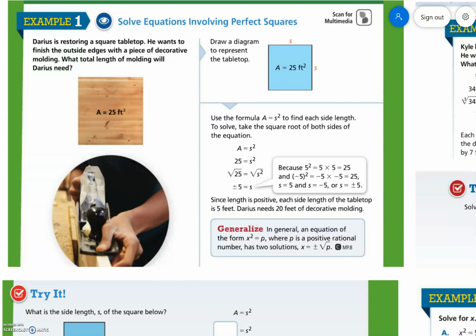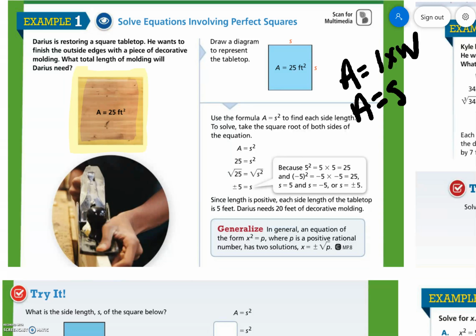So he wants to cover the whole outside. We know the area is 25 feet. So again, to go over the area formula, area equals length times width. But we know it's a square, so both the length and the width are the same. So we can say side times side, which gets us to this equation, area equals side squared. So we know the area is 25. In order to unsquare, we must take the square root. And we know 5 times 5 is 25, so the square root of 25 is 5. Since the length is positive, each side length of the tabletop is 5 feet.